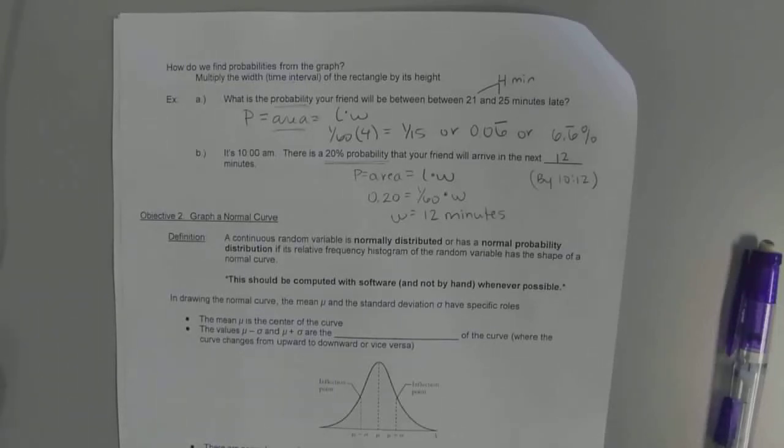But in real life, barely anything is uniform. Like the likelihood of your friend being late, my friend's really, really late. So I don't think every minute has the same probability. It probably would be skewed. They're more likely to be like 30, 40 minutes late versus 10, 15 minutes late. So real life is not uniform, all right? So what we're going to get into is the normal curve, but what they want you to take away from this is area is probability. Area is probability. From here on out, if they ask area or probability, they're interchangeable, all right?